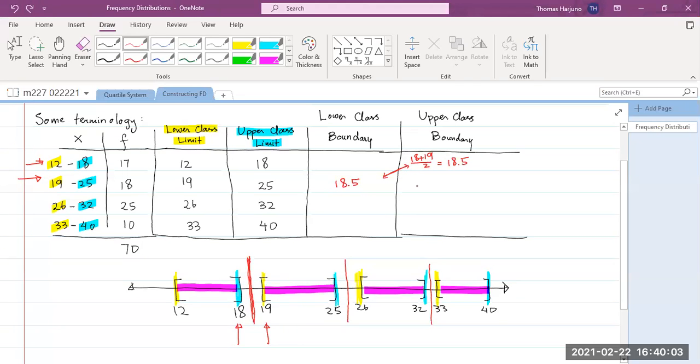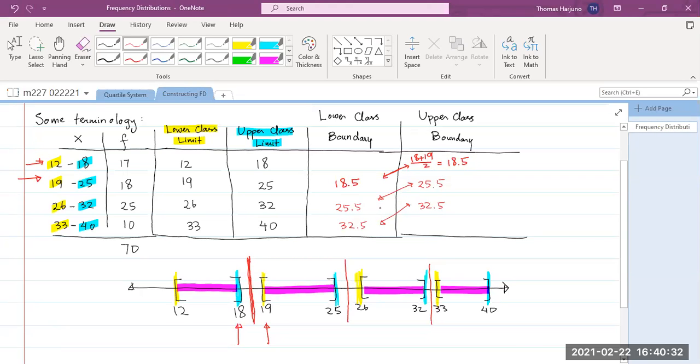So for example, the upper class boundary for the second class is between 25 and 26, that's 25.5, which is shared with the next class, 25.5. This is 32.5 between 32 and 33, right? This is also 32.5. So you see these two numbers must be the same.